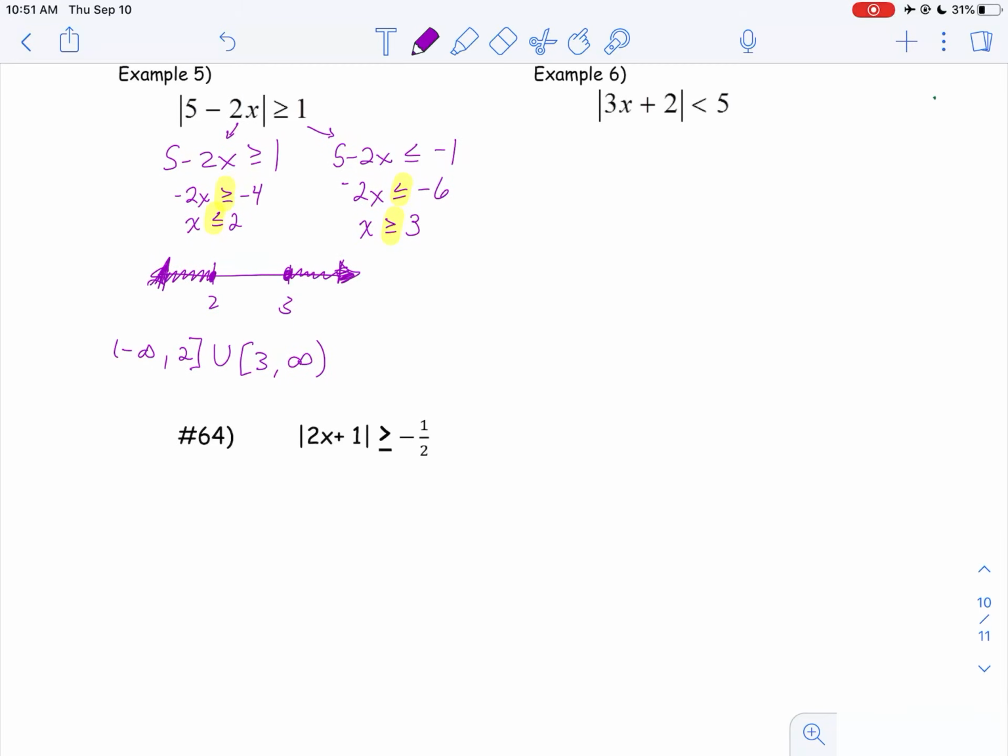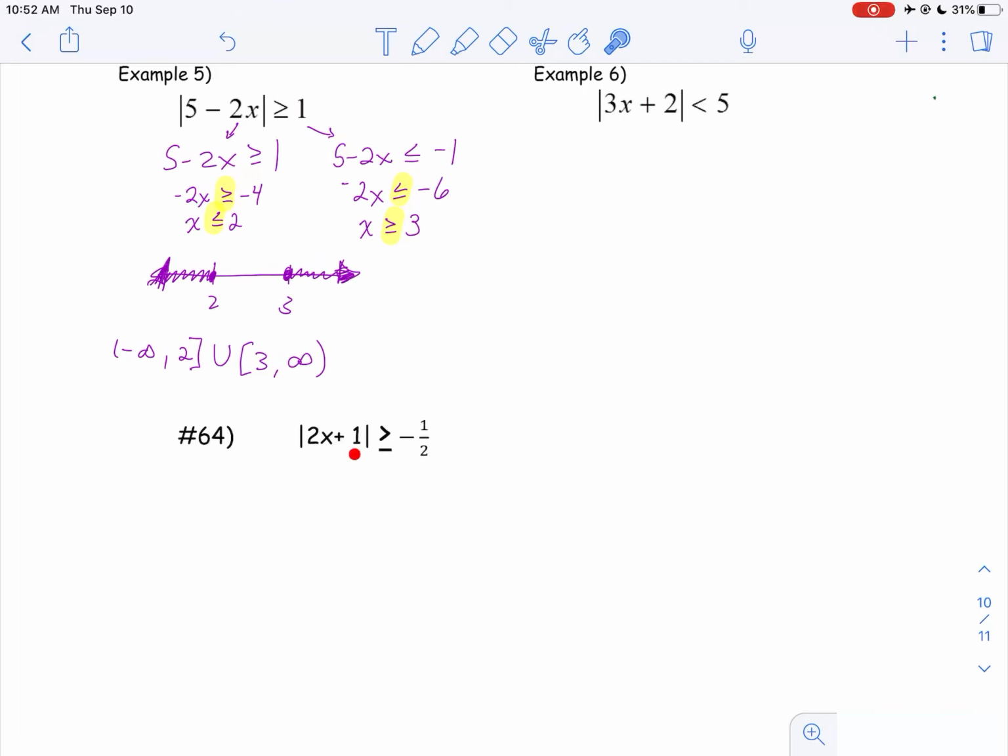Before you jump and start thinking, oh, okay, where is this going to be greater than negative 1/2, and then start thinking about the positive side, just stop and look at it. This says that some positive number needs to be greater than or equal to negative 1/2. But if you think about it, you see this is always going to be true. This will always be greater than negative 1/2.